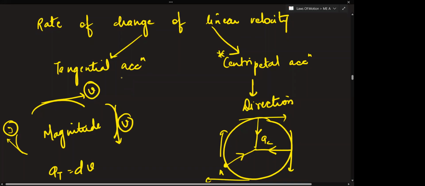Because here direction is not changing. Tangential acceleration will have the direction of tangential velocity only. Magnitude is changing, that we are trying to find out.